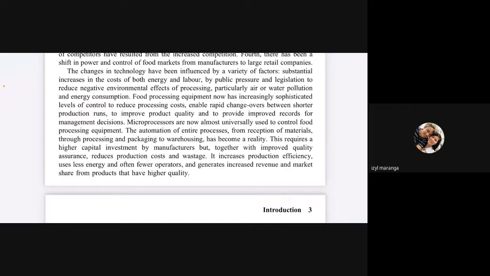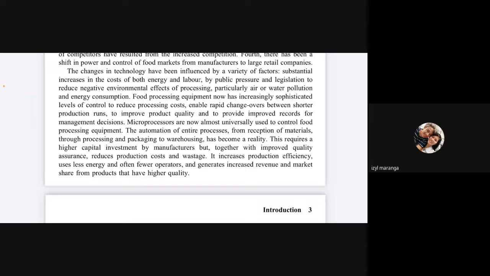And mga equipment has now been increasingly sophisticated. Manual na lahat, automated na. Yung food processing video na pinakita ko sa inyo, di ba? Meron na siyang para maless ang labor. So ginagapadaloy na lang ang food through a conveyor.